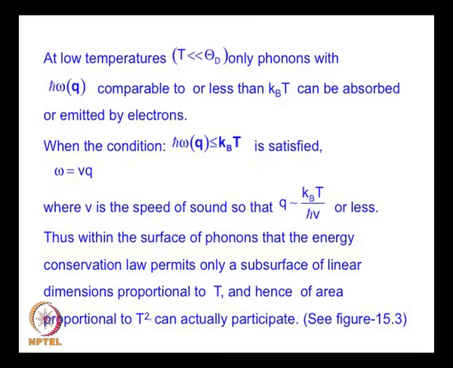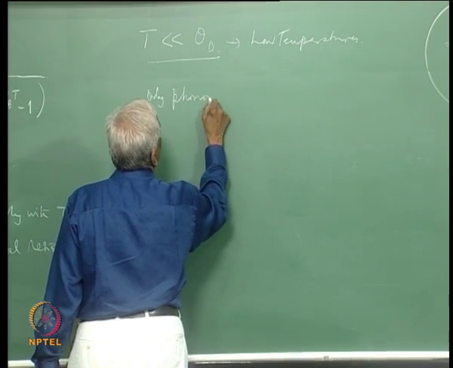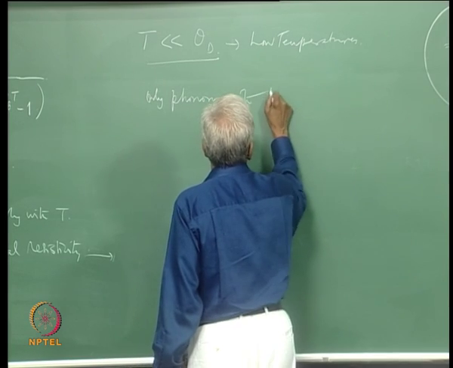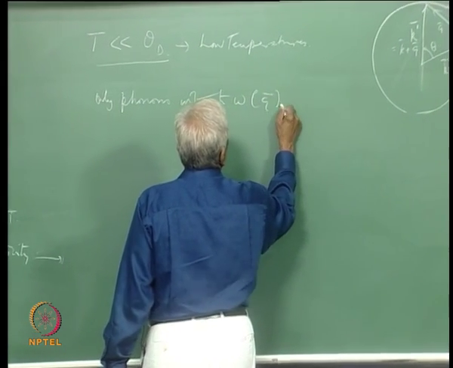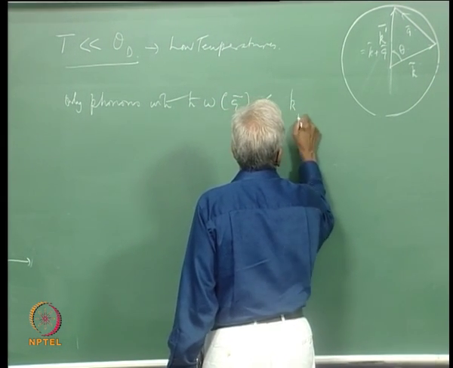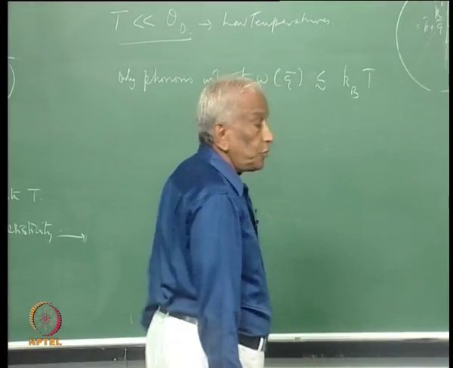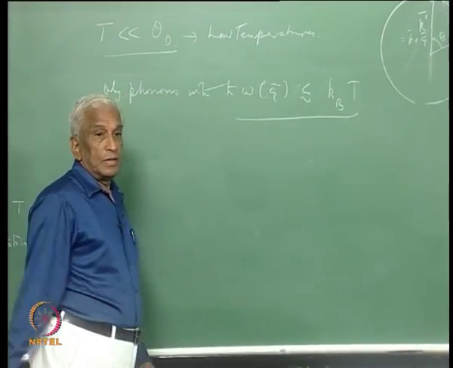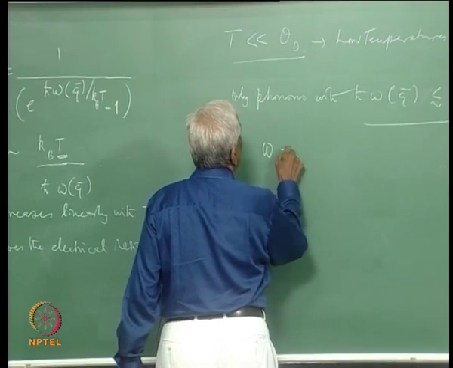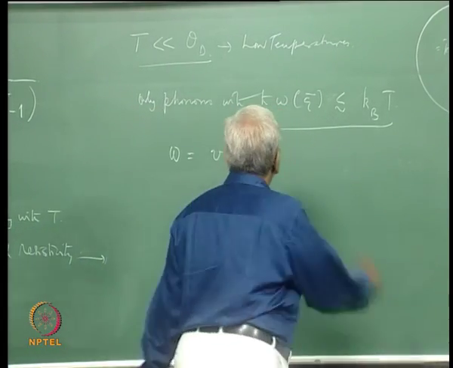So, at low temperatures, we do not have enough phonons to scatter the electrons. Only phonons with energy h cross omega q comparable to or less than k B T will be emitted or absorbed by the electrons. So, when this is the condition, then in this domain we know that the dispersion relationship is of this form, omega equal to v q, where v is the speed of sound.